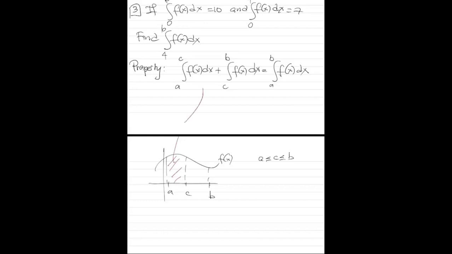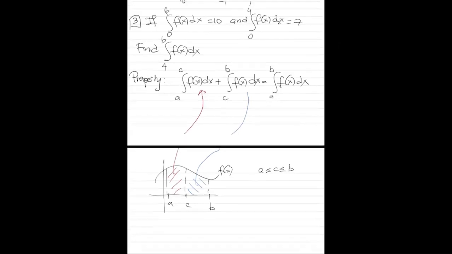And I'm going to illustrate this with a picture. We have some function f of x, continuous from a to b, and c somewhere in the middle, so c is between a and b. This property basically says that this area, which is the integral from a to c, plus this area, which is the integral from c to b, is equal to the total area. So it makes sense. Let's go back to our problem.